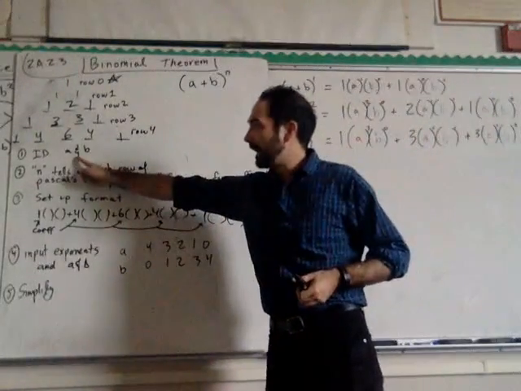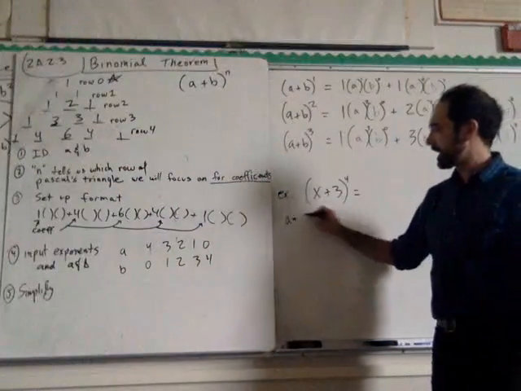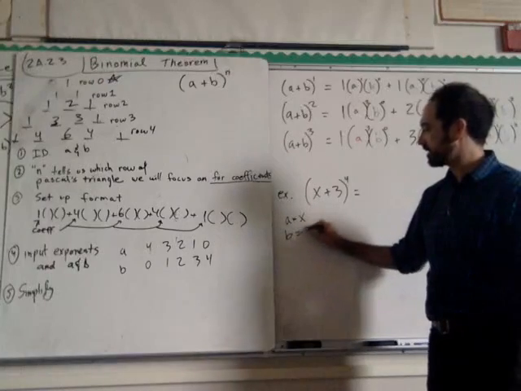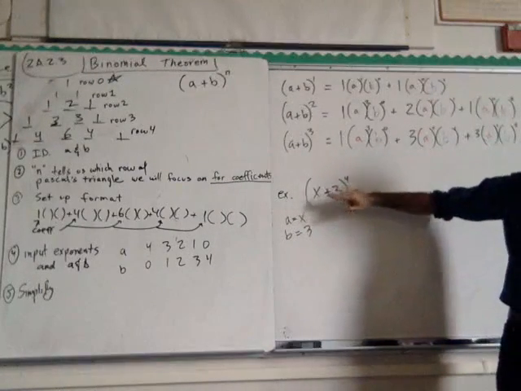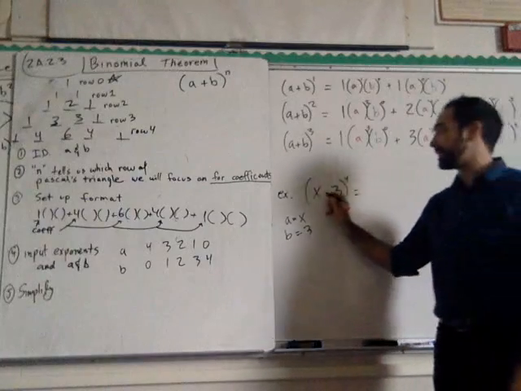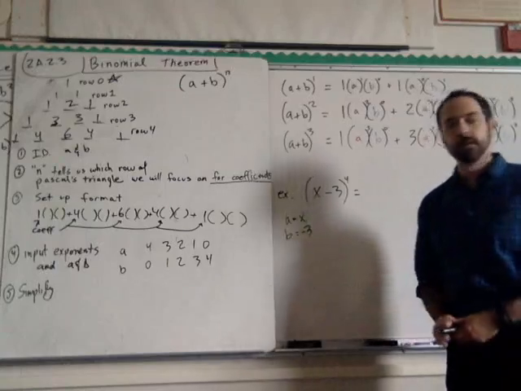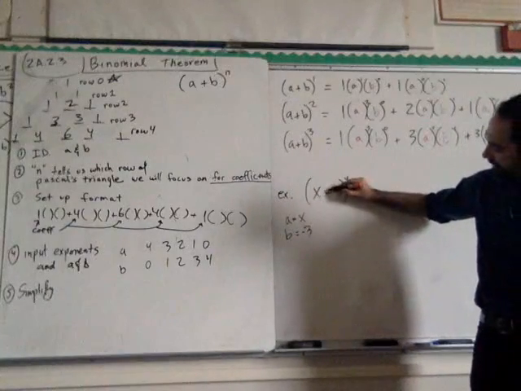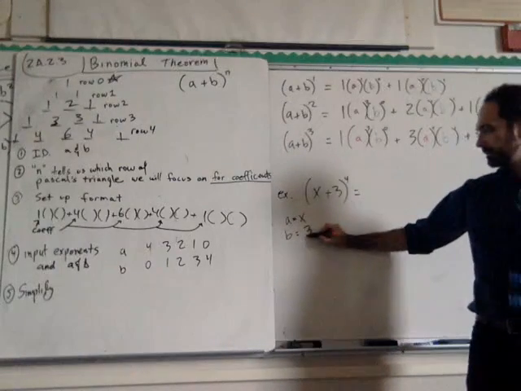Okay, so let's see. First off, identify A and B. Let's do that for this. A is X, B is 3. Now, we're not going to change the problem, but what if this was X minus 3? What would my B value be then? Negative 3. Okay? We are going to keep positive 3, so I was just showing you an example there. B is positive 3 in this case.